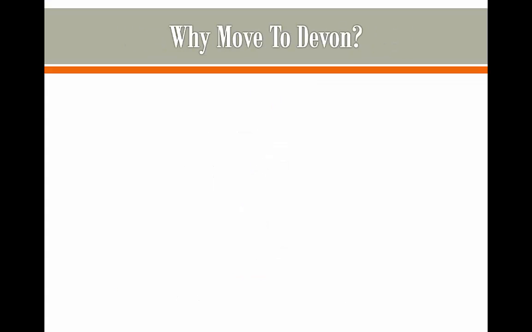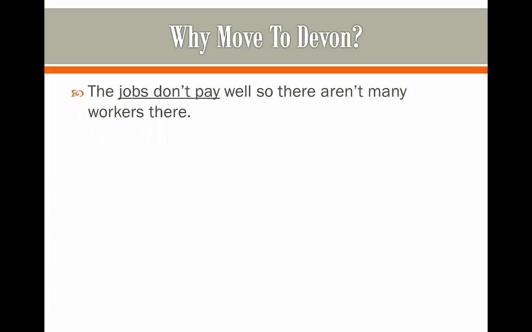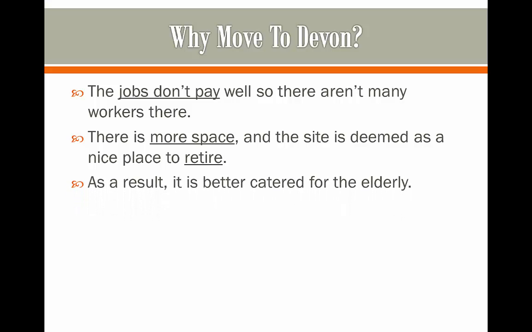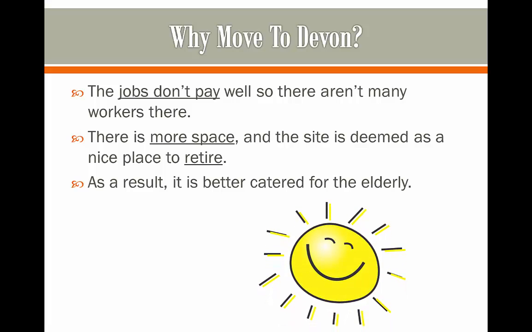So why would you move to Devon? The jobs don't pay very well there, so there aren't very many workers. As a result, this leaves a lot of space for the elderly to go there and enjoy a place which isn't rattled by industry and is a lot calmer. There's more space, and the area is deemed a nice place to retire, so it's better catered for the elderly to go and live there. So a lot of people are congregating in Devon, which is making it an ageing population.